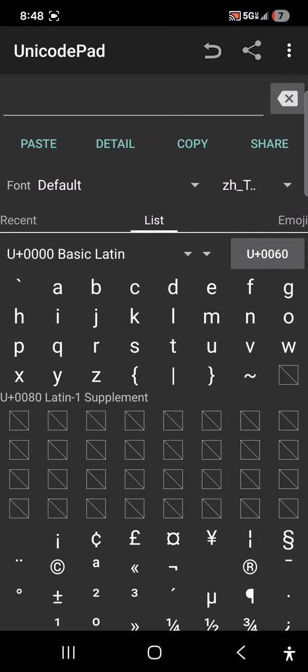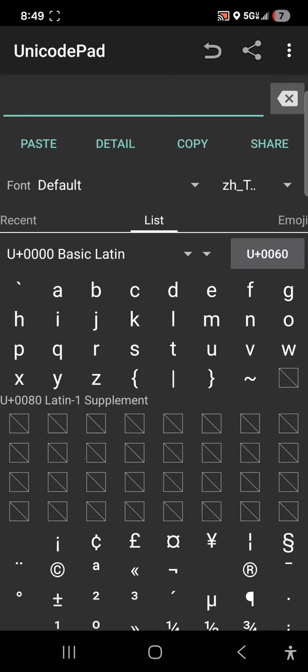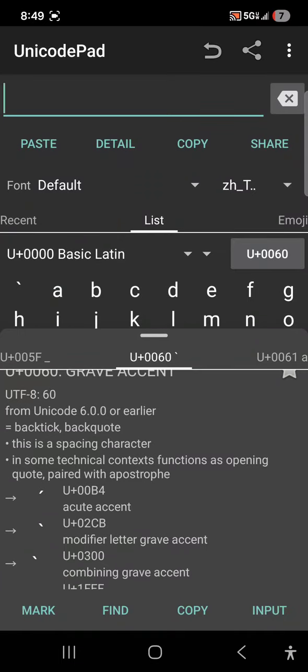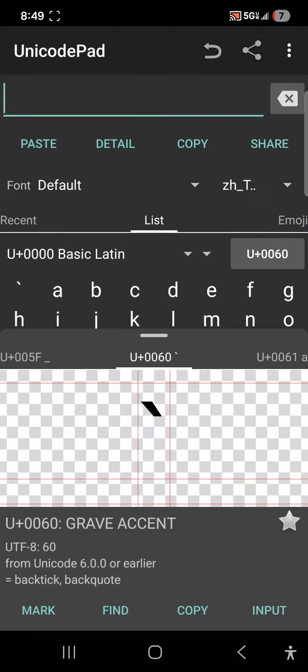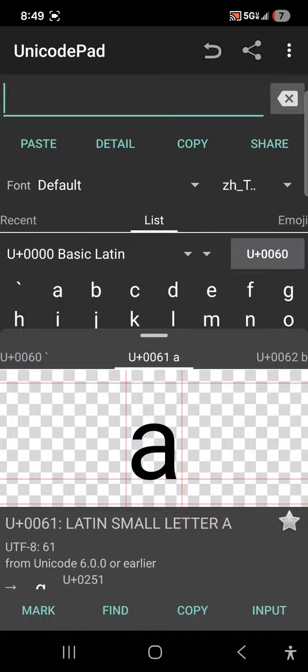This is the grave accent. It is the last accent of this episode. It's also called a back tick or a back quote. It is of course another spacing character, because I'm pretty sure that all accents are spacing characters. In some technical contexts, it functions as an opening quote paired with apostrophe.